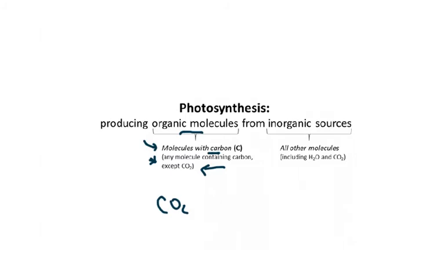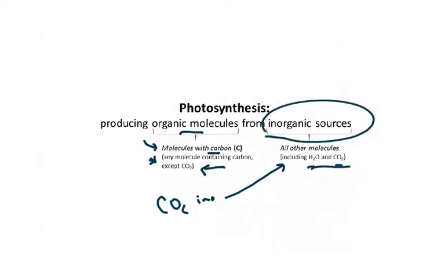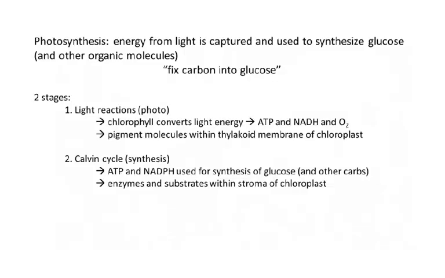CO2 is considered inorganic. So this is an inorganic source, water and CO2. So for photosynthesis, we take these inorganic sources, water and CO2, and we put them together to make an organic molecule. So what we're trying to answer in this video, or in the next series of videos, is how is it done? How do we do photosynthesis?